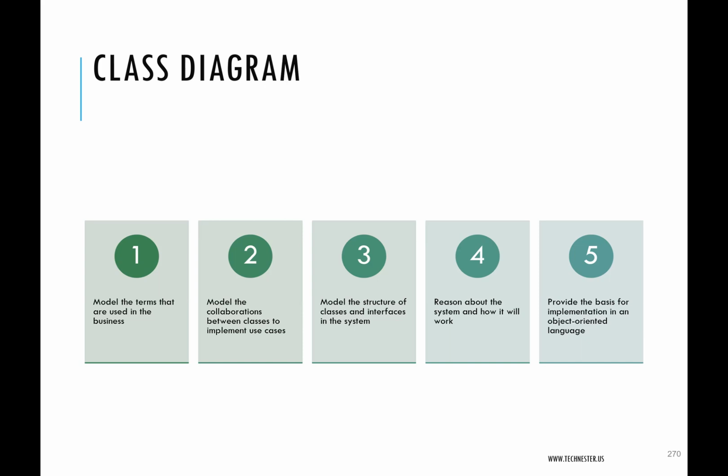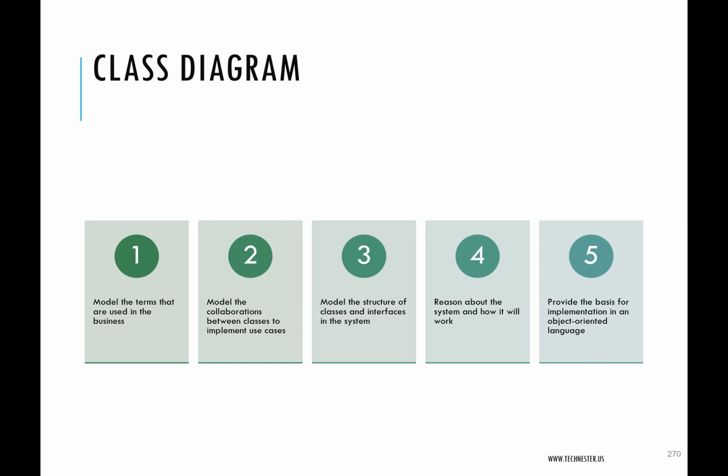So when we are modeling use cases, for example, we'll talk about an entity or an actor and what the actor does. Class diagrams can help us represent that use case and show how each actor and what they do relates to other actors and what those other actors do. We'll get to that. You'll see that at work soon. They model the structure of classes and interfaces in the system. They help us reason about the system and how it will work.